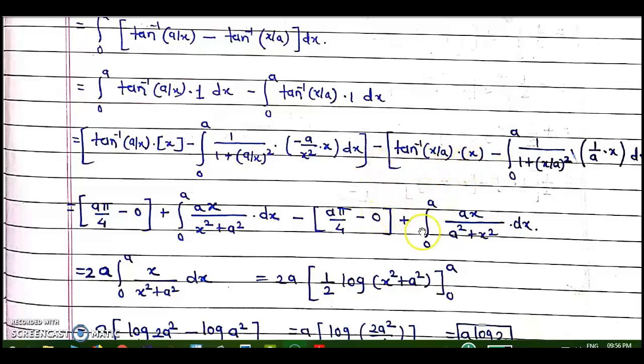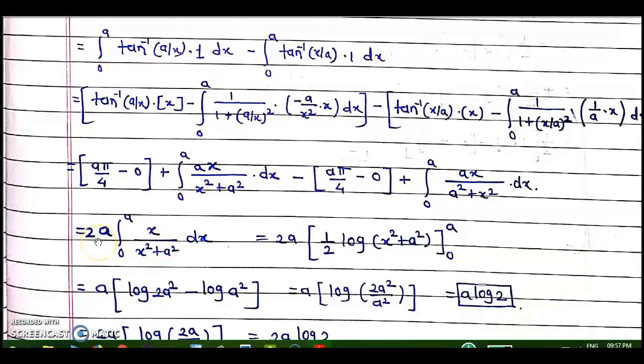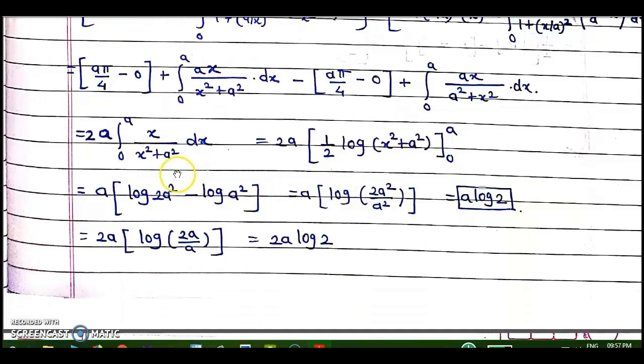Now minus and minus plus, 0 to a. If we simplify this again, we get a square upon a square plus x square. One of the a is cancelled with this a. The remaining part is x into a upon a square plus x square. These two integrals are the same, so they are added as 2 times, whereas a pi by 4 minus a pi by 4 cancelled. So 2a into the integral of x upon x square plus a square.